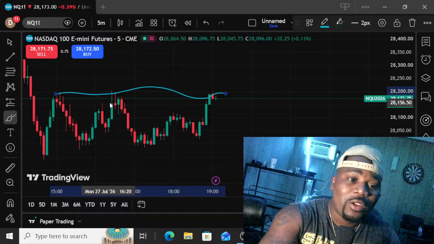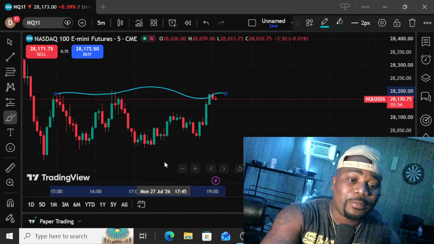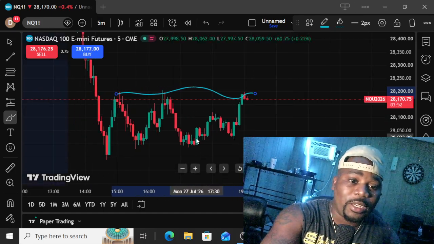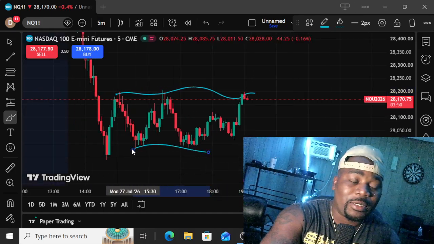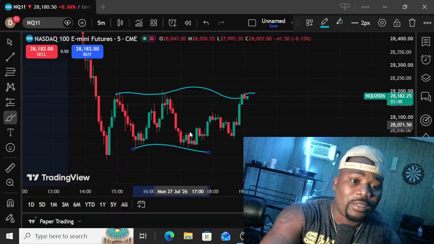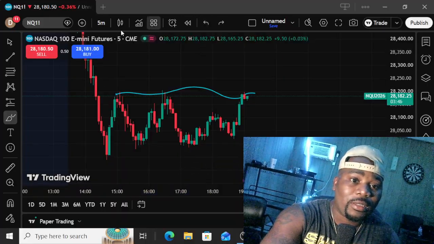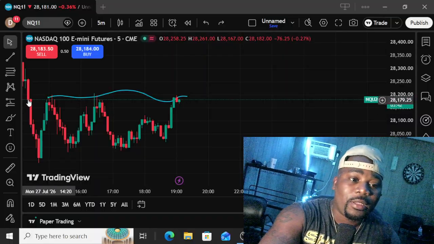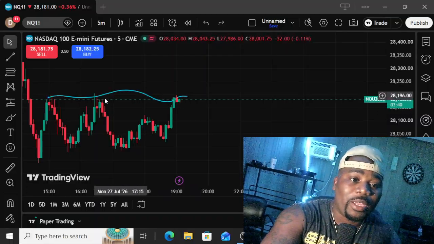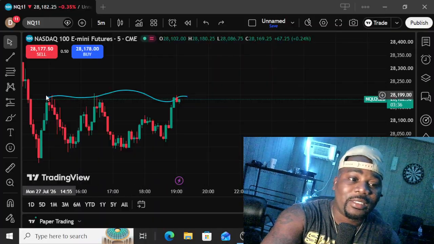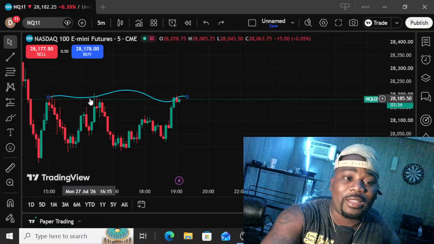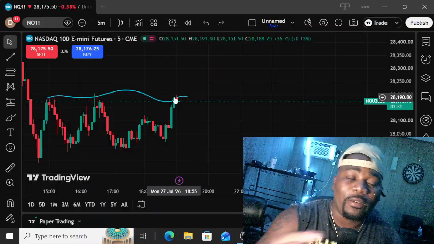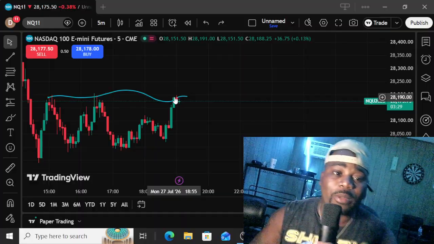So basically, what this is doing right here, this area, this top area, okay, this is the ceiling. This is the ceiling. This is an imaginary line that I drew so you can get a visual of what I'm talking about.